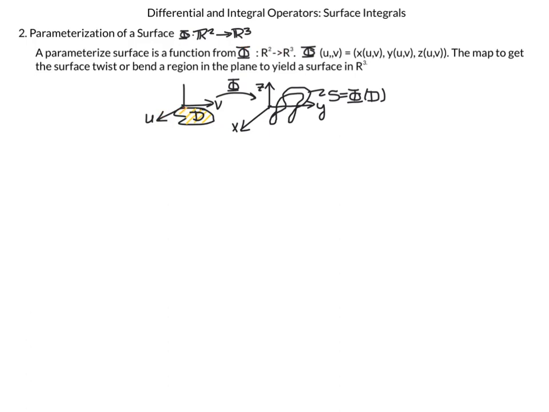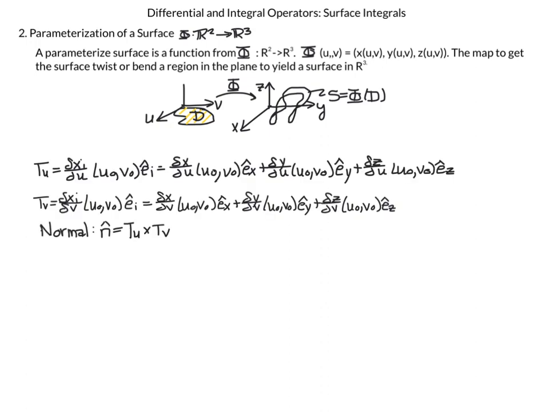So phi of (u,v) gets mapped to an x-coordinate, a y-coordinate, and a z-coordinate in three-dimensional space, where x is dependent on u and v, y is dependent on u and v, and z is dependent on u and v. So here our parameterized surface phi is the map to twist or bend a region in the plane to yield a surface in R3. At a particular value for u and v, we can evaluate a tangent vector in the u direction, and we do that by taking the partial derivative of each coordinate with respect to u.